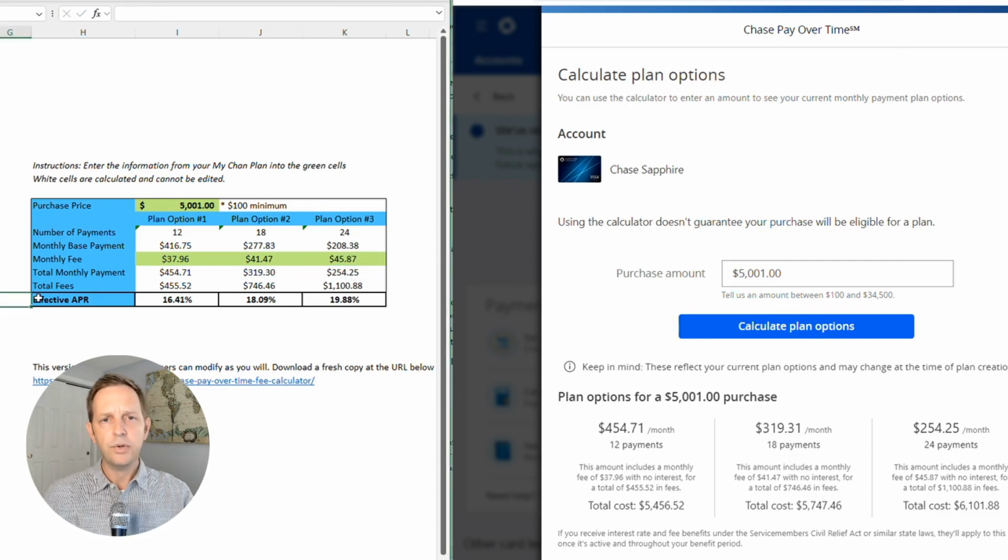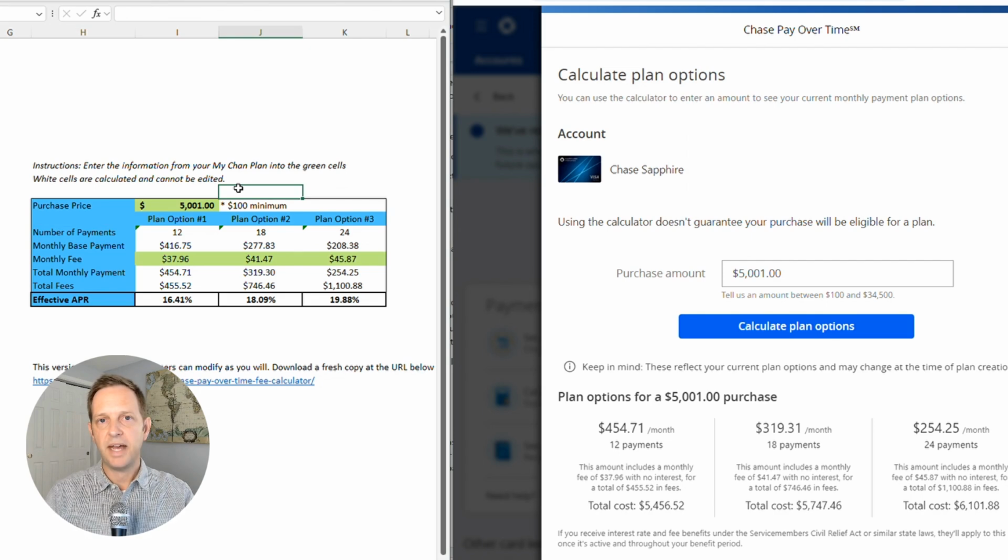45.87. You'll notice the effective APR has increased across the board here, and that's because, first of all, the purchase price is higher now, but also the number of payments has stretched out over a longer period of time. And so when the purchase amount increases and when the length of the loan increases, you're going to get higher rates because you're going to be seen by Chase as a higher credit risk.